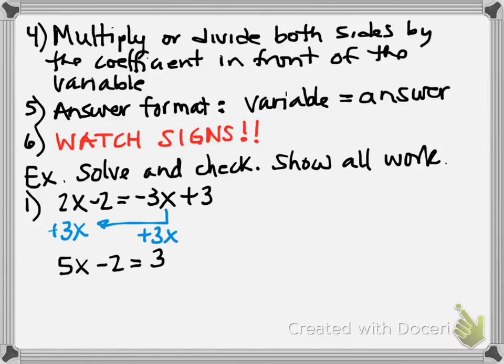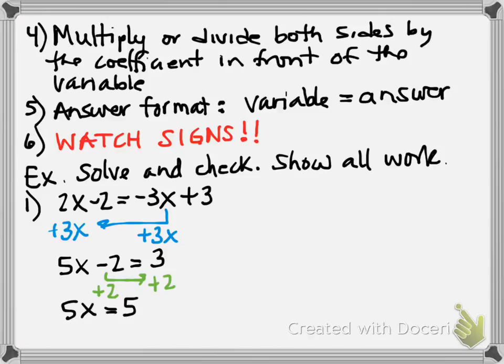Now I want to get the constants to the right. So I'm going this direction. So I look at the 2. What kind of sign does he have? Negative. So the opposite would be positive. So we're going to add 2 to both sides. And that gives us 5x equals 5.